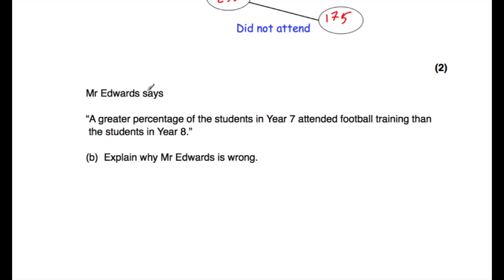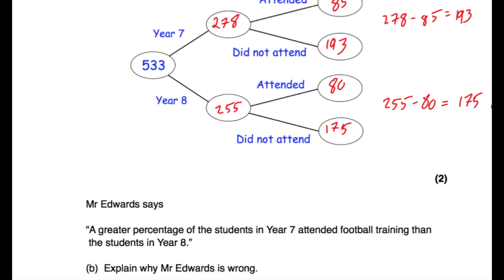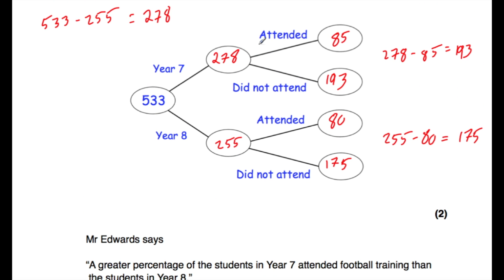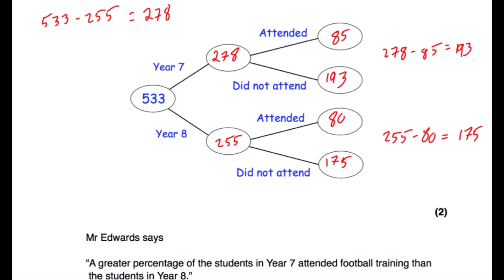And part B says, Mr. Edwards says a greater percentage of the year 7 students attended football training than the year 8 students. Explain why Mr. Edwards is wrong. So let's have a look at this. He's saying a greater percentage of these students attended than the percentage of year 8 students that attended. So let's work out those student numbers as percentages. So let's work out what percentage of year 7 students attended football training. So we've got 85 out of 278. So let's write that down.